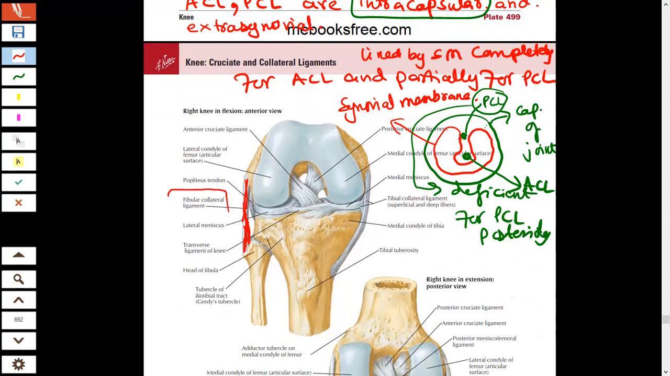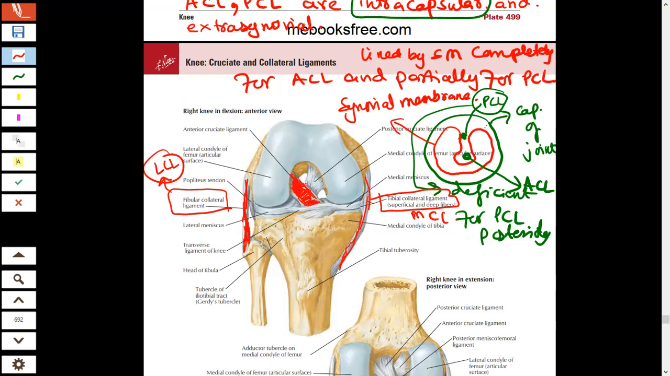This is your fibular collateral ligament, also known as the lateral collateral ligament. This is your tibial collateral ligament, also known as the medial collateral ligament. Now see here, ACL. What is ACL? ACL is coming like this. So this is your ACL, which I am highlighting in the red color.